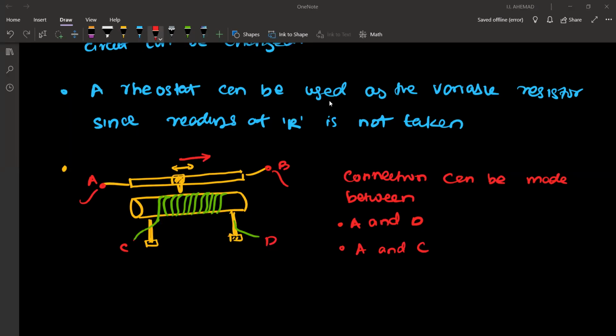A and C is also possible, because here the current will flow through this, go into this, and through the coil it is going to flow out of C. If you move this to your right, now the current will flow like this, go through the coil, and has to leave. So the length has increased. That means its resistance will increase.